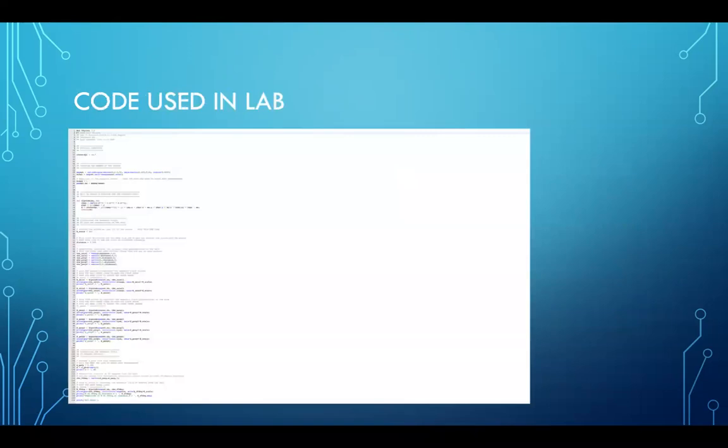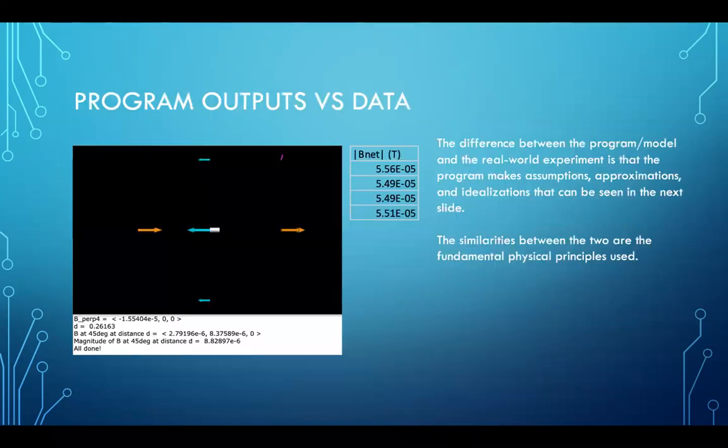Here's the code used in the lab. These are the program outputs for the code and the outputs found using the data. The difference between the program and the real-world experiment is that the program makes assumptions, approximations, and idealizations. The similarities between the two are the fundamental physical principles used.